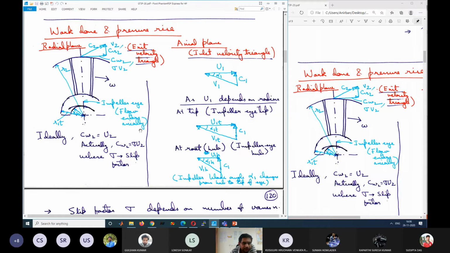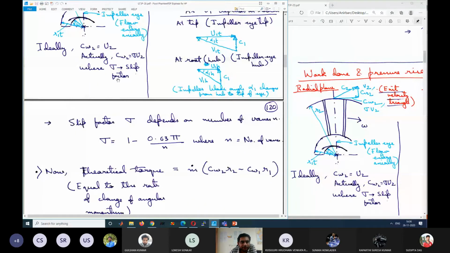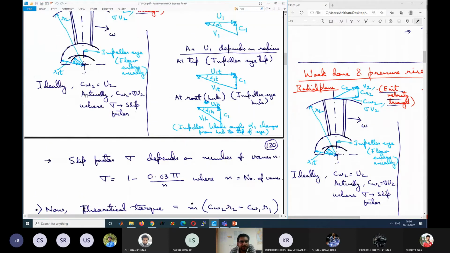Yes, sir. Okay. So this is denoted by the slip factor, and slip factor is a function of the number of vanes. There are different empirical relations. One empirical relation you can see here: sigma is equal to 1 minus 0.63 pi by n, where n is the number of vanes. Blades are the vanes. So if n increases, this term becomes smaller, so sigma approaches 1. Typically, a value of n is between 19 to 21, and the value of sigma is around 0.9.